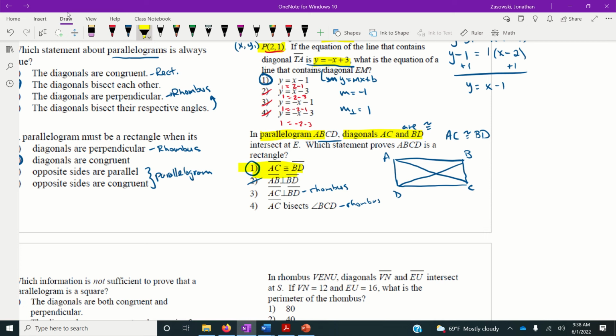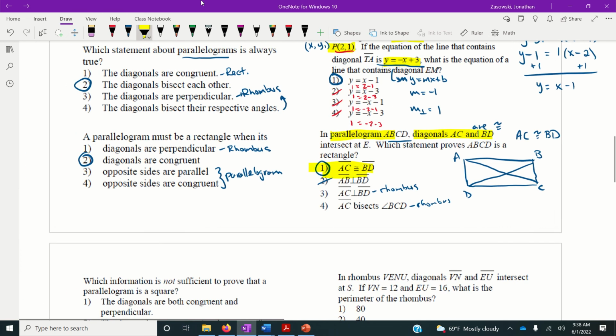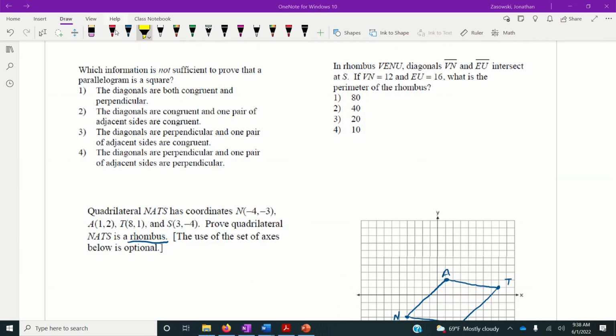All right, and I'm just going to highlight these other choices real quick for us. All right, next page. With information, remember, read carefully, not sufficient to prove that we have a parallelogram turning into a square. So remember, squares have all sides equal. Okay, draw yourself a picture. All right, should the diagonals be perpendicular and congruent? Yes, they should. So this would be sufficient. So we would not want to pick number 1.